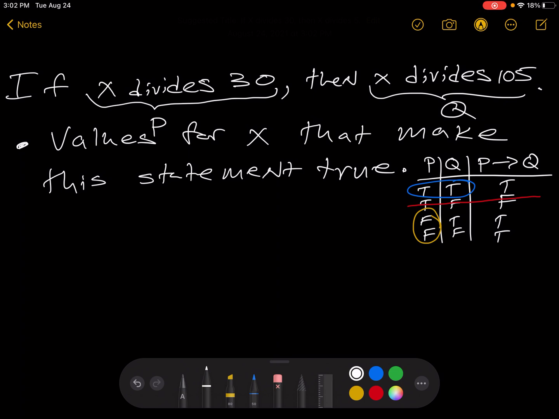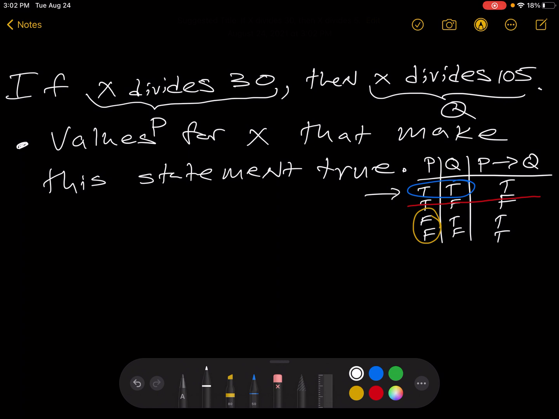Now in the homework, you really just have to find a value for x that makes the statement true. So you could do either one of these. You could find P and Q both true, or you could find just P false. But because this is fun, let's look at this first situation, trying to find a value of x that makes P true and Q true.